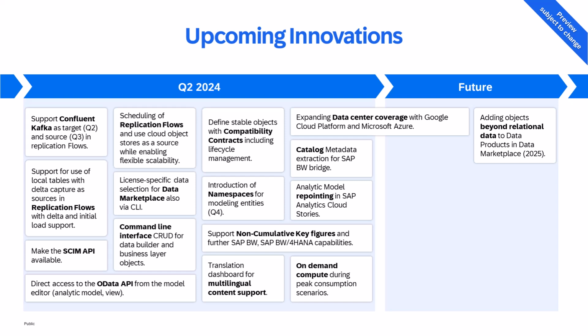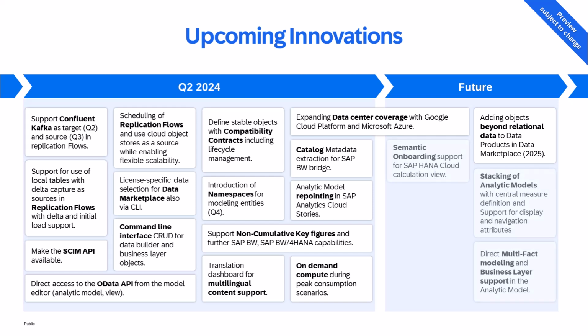And then further on, we plan to deliver more on-demand compute capabilities to be able to cover peak consumption scenarios without having to increase the full size of your tenant. We're expanding our data center coverage, as you saw early today, with Google Cloud Platform and Azure to further data centers. That's not only Q2, but also going forward. Then additional topics on the data marketplace. Semantic onboarding will be extended, specifically providing support around HANA Cloud calculation views. That's planned for later this year.